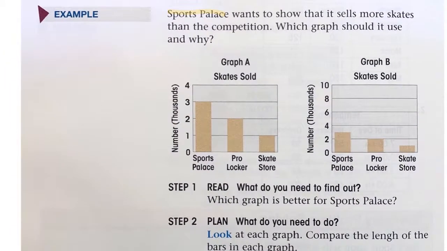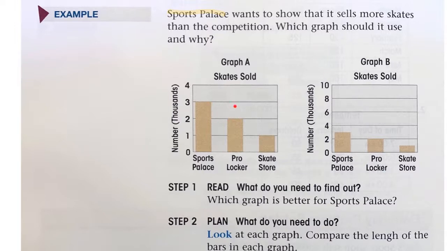I know we had to move the screen a little bit, but can you see if the scale is 1, 2, 3, 4, and Sports Palace sells 3,000, it still sells 3,000 here. But if the scale is intervals of 2, that goes up to 10, most of the space of the graph is empty. But if we draw out the scale to make the numbers look more different, a greater comparison, we can see the line going up and filling more space is better.